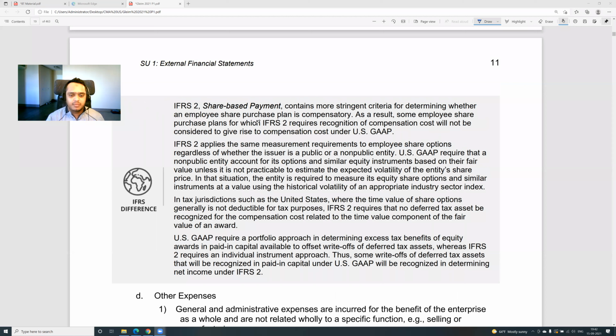Share purchase plans for which IFRS 2 requires recognition of compensation cost will not be considered to give rise to compensation cost under US GAAP. That's the only difference. But this difference is not there in the direct syllabus, but still it is for your understanding, which we are talking about.